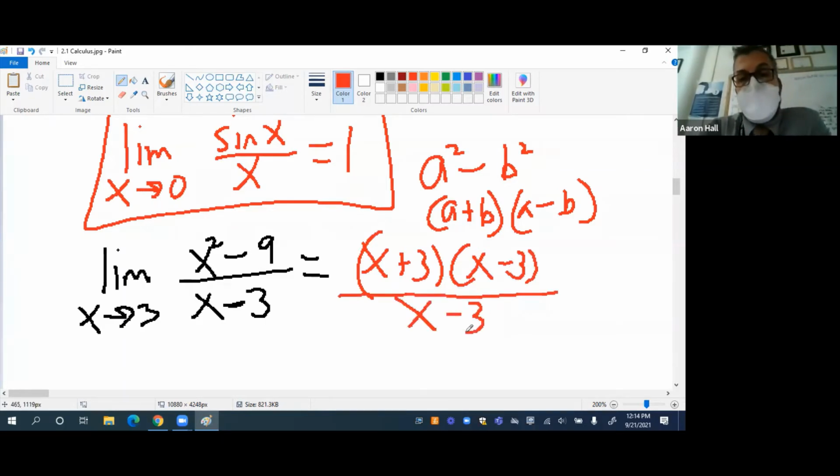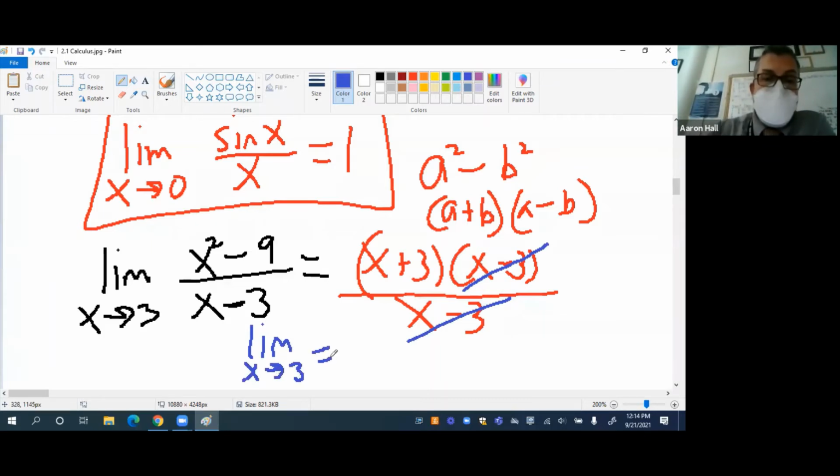Then what did you do? x minus 3? Okay, so we can simplify this limit as the limit as x approaches 3, oops, not equals yet, of x plus 3 equals what? Just plug that in, right? And that gives us 6.